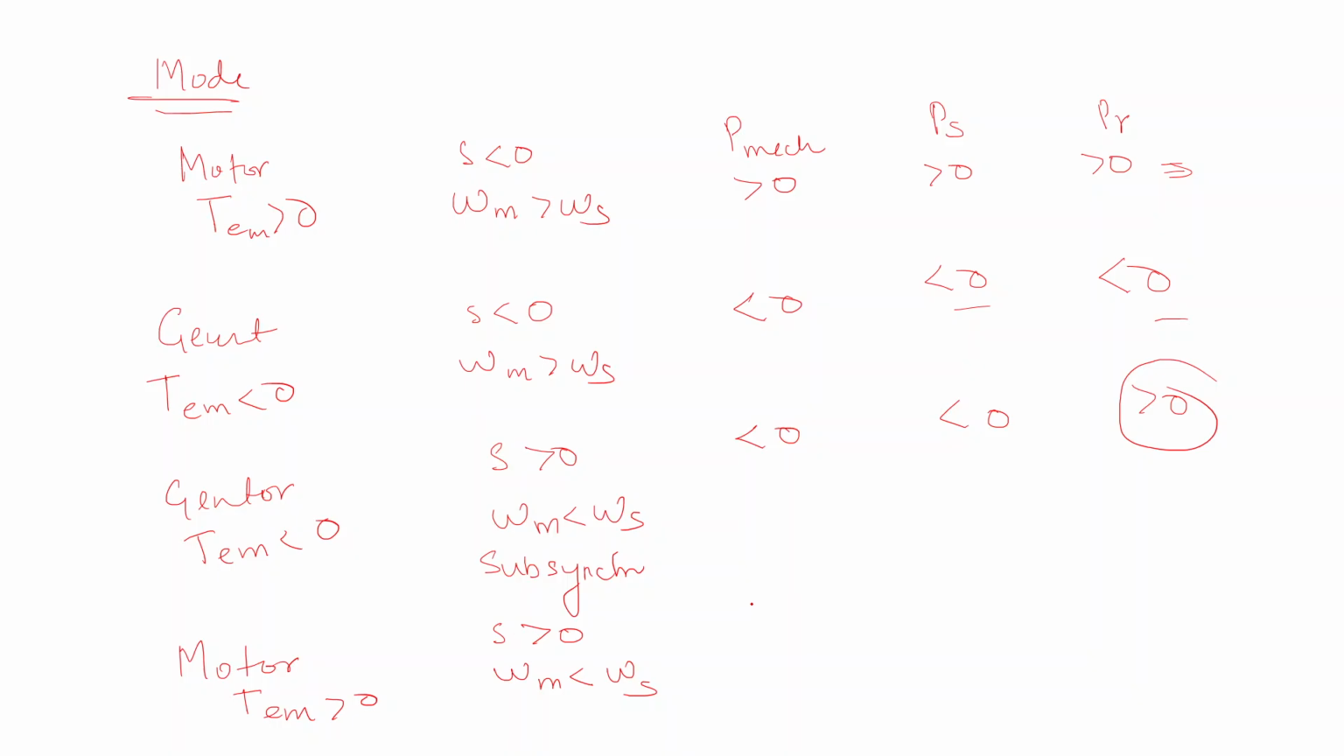At this point, P mechanical will be greater than 0, which means the machine will deliver mechanical power, and PS is greater than 0. It means the machine will receive power via stator, and PR will be less than 0. At this point, it will deliver power via rotor.